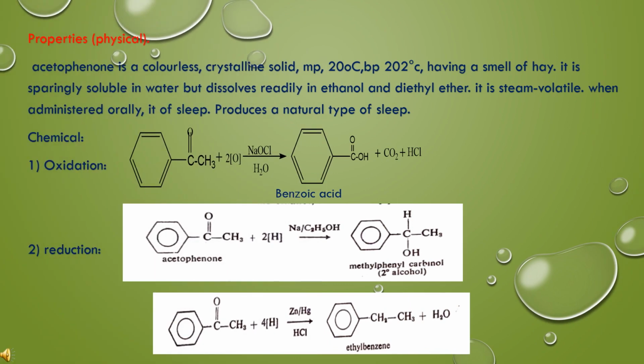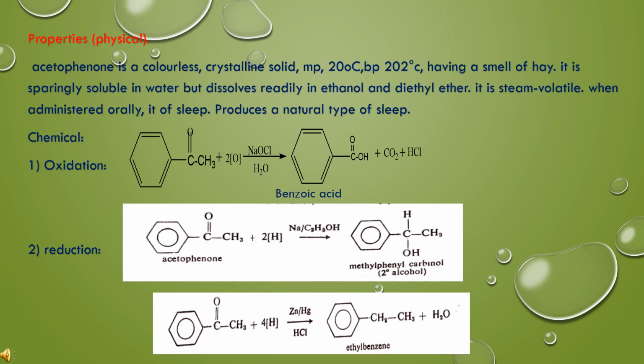Next we are going to discuss the physical properties of acetophenone. It is a colorless crystalline solid, melting at 20 degrees centigrade and boiling at 202 degrees centigrade. It smells like hay leaves. It is sparingly soluble in water but readily dissolves in ethanol and diethyl ether. It is also a steam volatile solid. When administered orally, it produces a natural type of sleep.